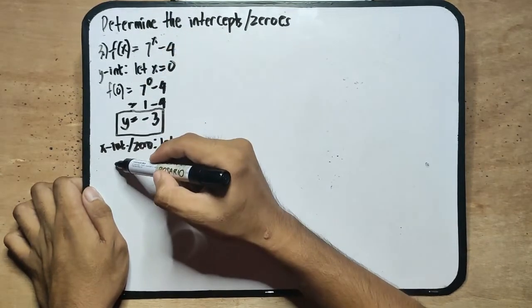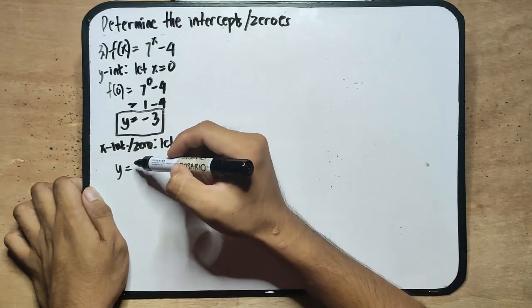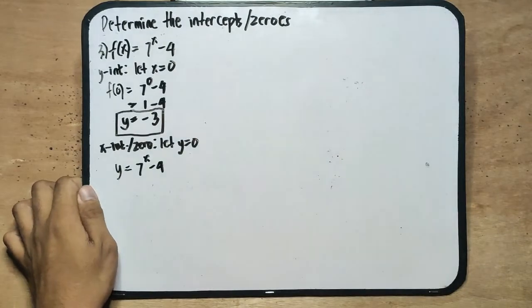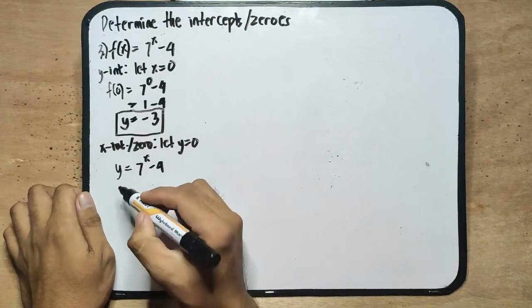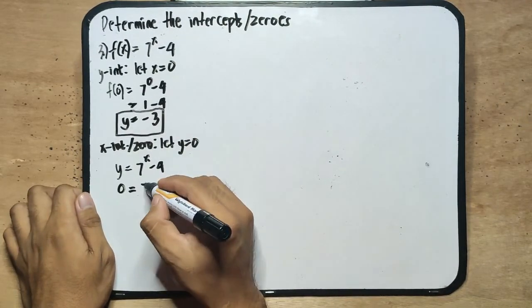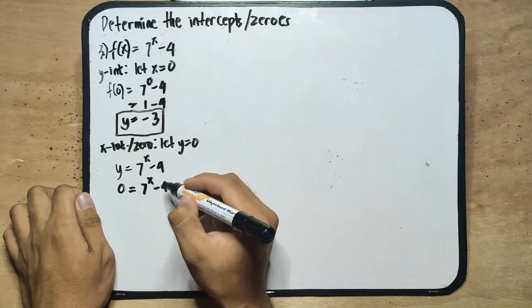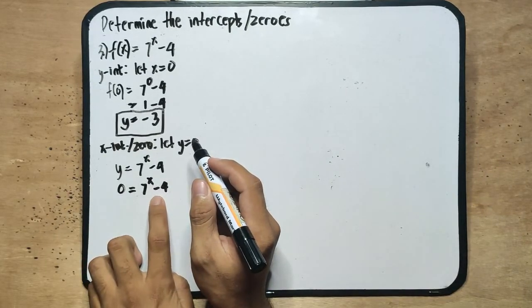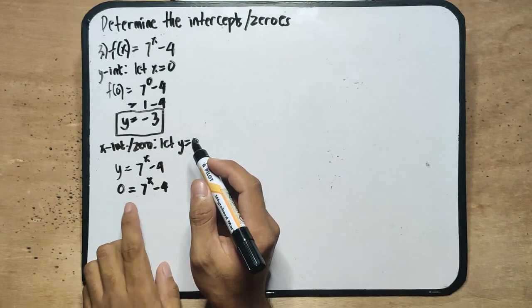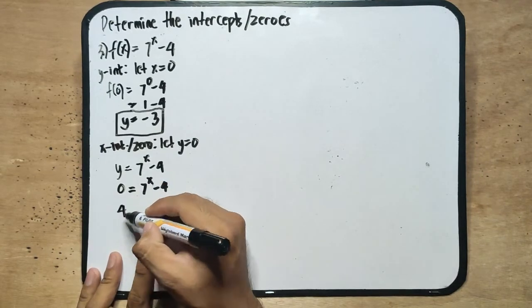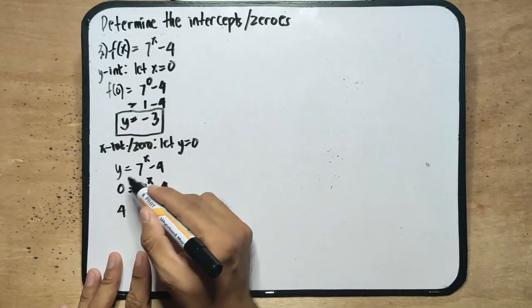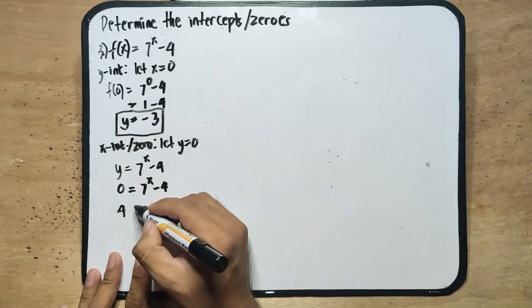To obtain the x-intercept and the 0, we let y be equal to 0. So f of x can be written as y. So the function is y is equal to 7 raised to x minus 4. So substituting 0 here, we have 0 is equal to 7 raised to x minus 4. Since the constant term is negative, we move it to make it positive. So transposing negative 4 to the left, it will become positive 4.